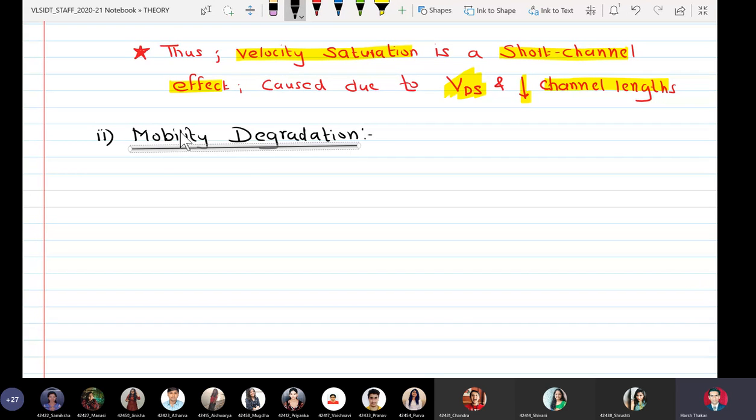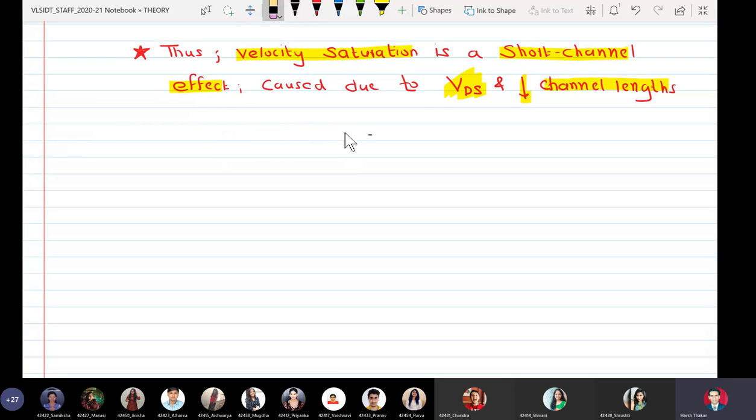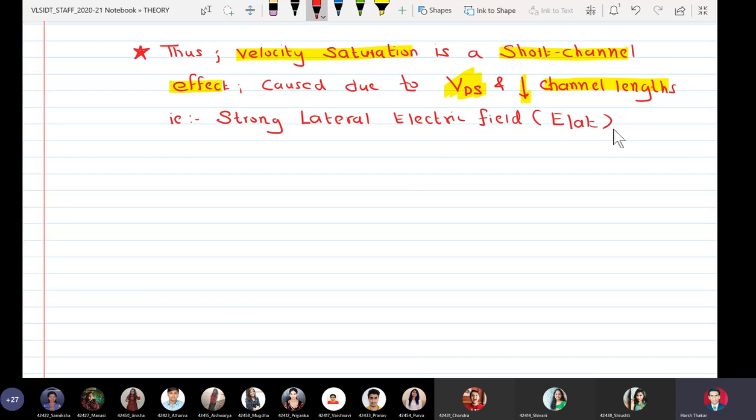So just like velocity saturation is a short channel effect caused due to VDS and reducing channel length, mobility degradation is an effect which is caused due to VGS and the oxide thickness TOX, that is, strong electric field. Remember this thing now.